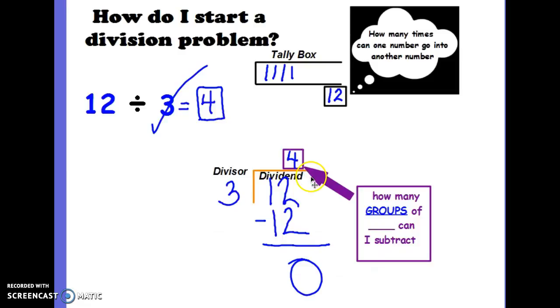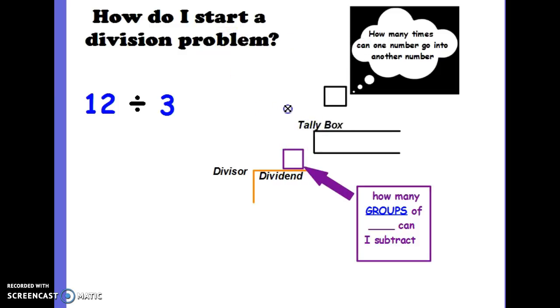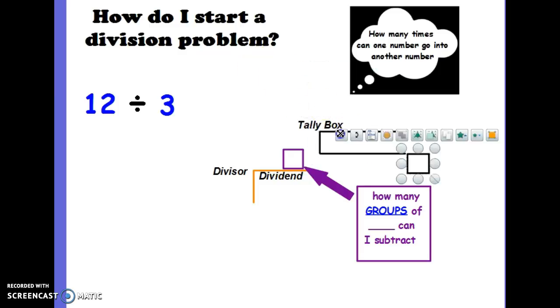When we are setting up a division problem, these are the things that we have to do. Even if it is a question like 12 divided by 3, I will always set up a tally box. That tally box should go above your division problem because that's going to be where you're skip counting. And then right next to your tally box should be the answer to what you skip counted to.